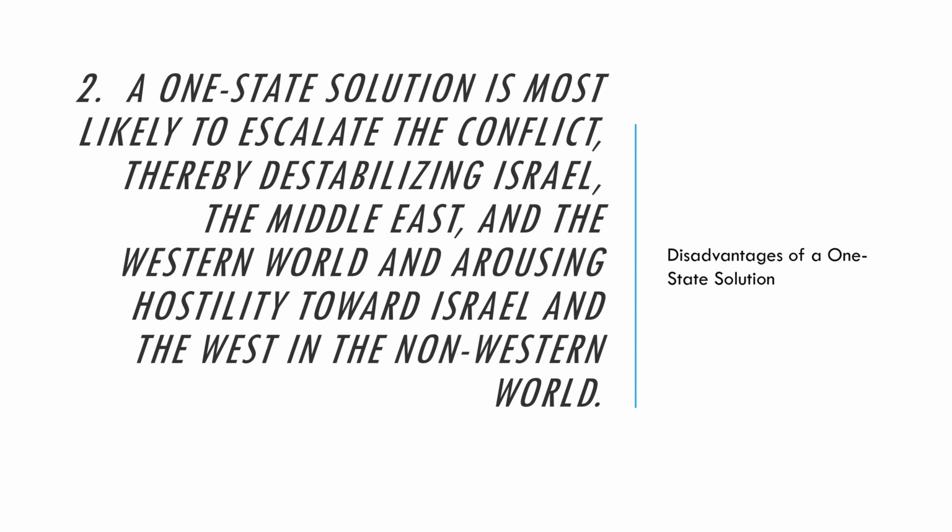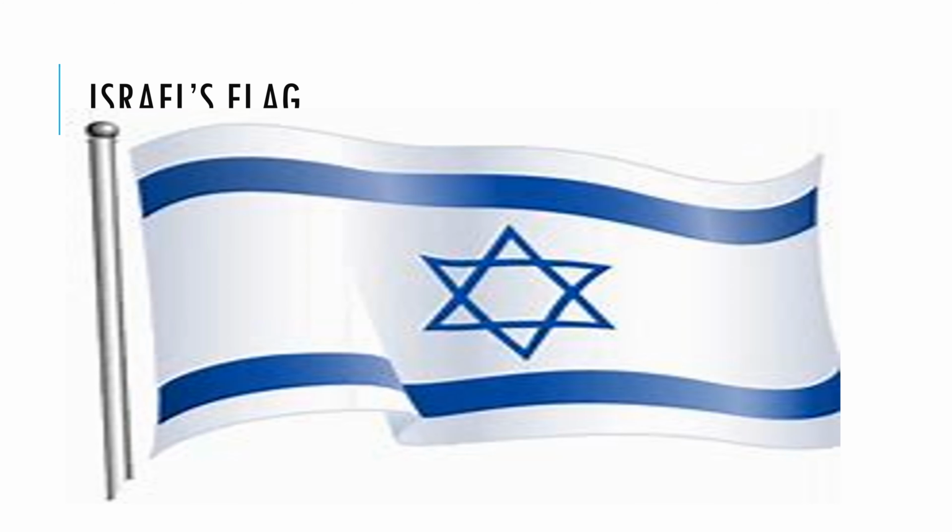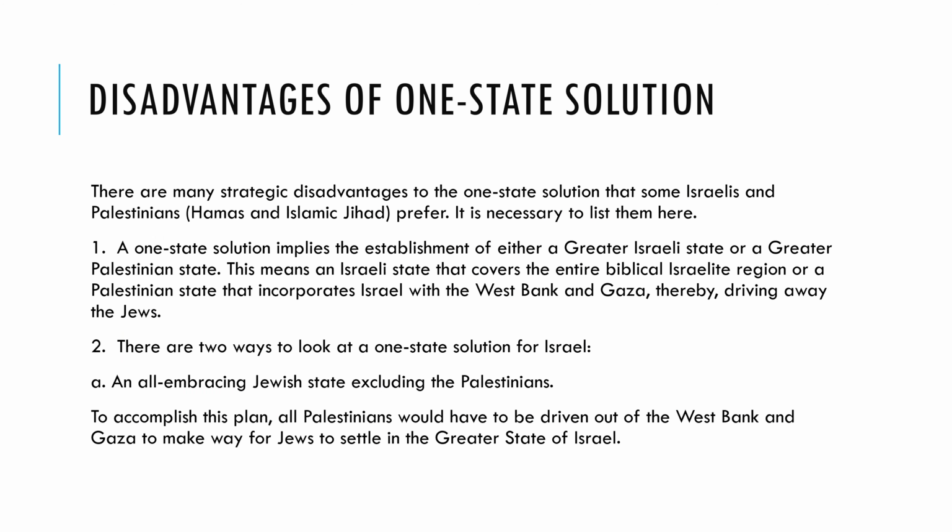So let's look at the disadvantages of a one-state solution. This is the flag of Israel. Let's look at the disadvantages of a one-state solution. There are many strategic disadvantages to the one-state solution that some Israelis and Palestinians, especially Hamas and the Islamic Jihad, prefer. It is necessary to list them here.